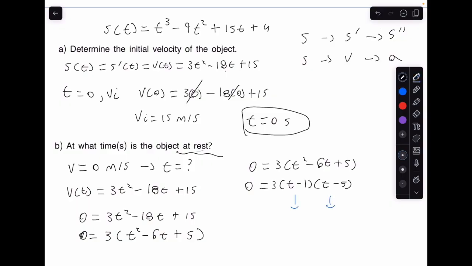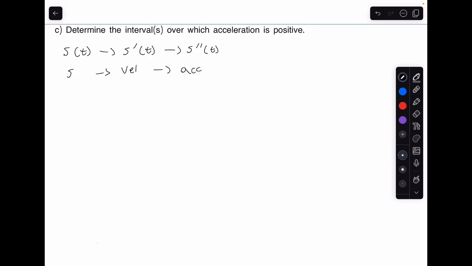So v is equal to 0, or the object is at rest, at t is equal to 1 second, and at t is equal to 5 seconds. That's it. So just a quick summary. Initial velocity means time is equal to 0. At rest means v is equal to 0. So write that down.